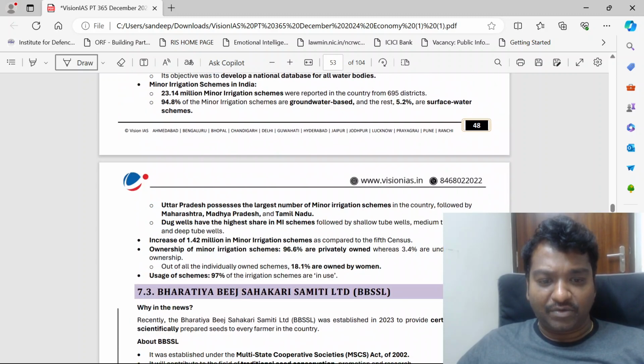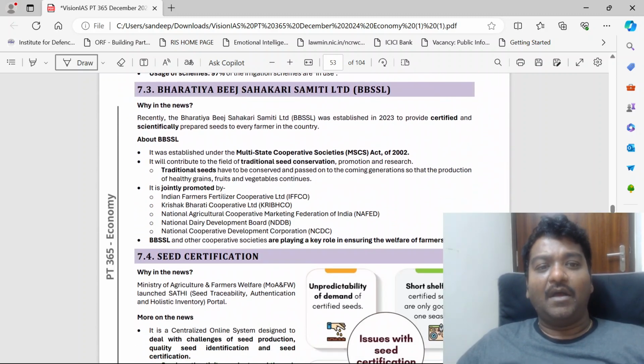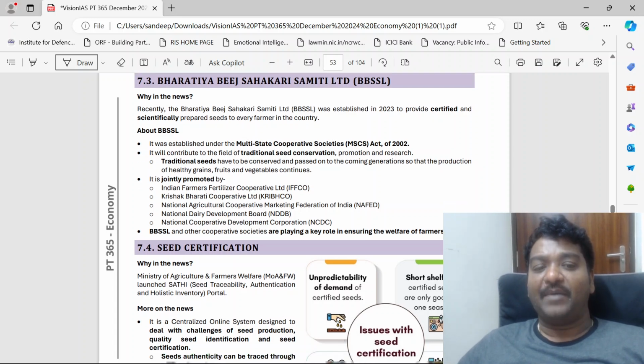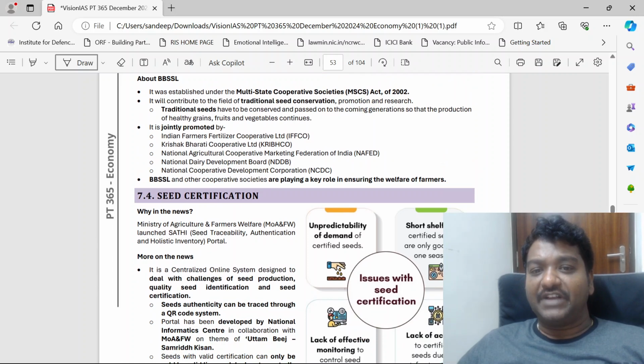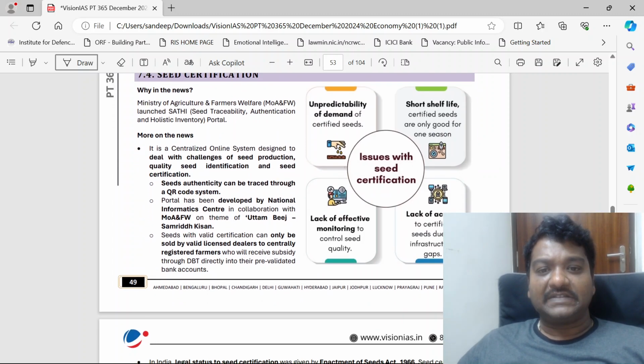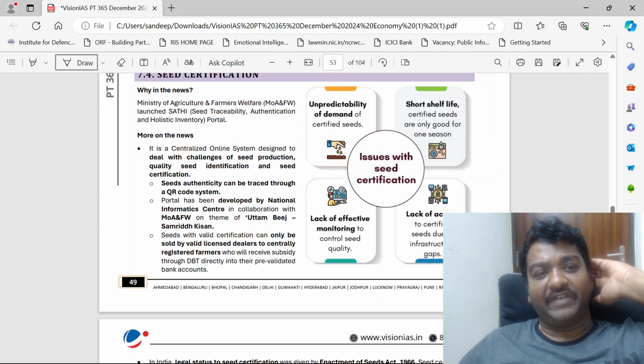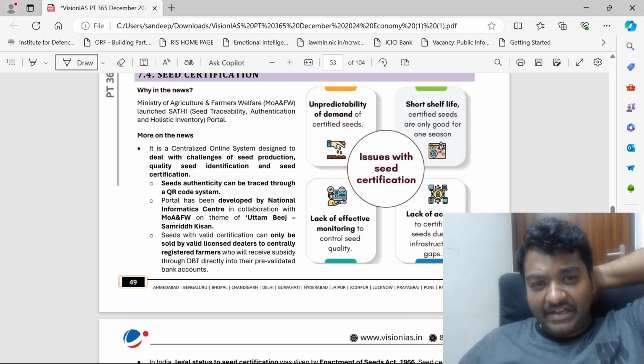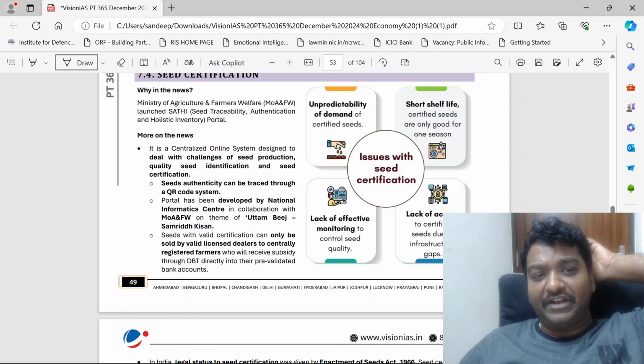Minor irrigation, don't worry. Bharatiya Beej Sahakari Samiti Limited was established to provide certified and scientifically prepared seeds to every farmer in the country. It was established under the Multi-State Cooperative Societies Act of 2002. Okay. Seed certification. The Ministry of Agriculture and Farmers Welfare launched SATHI, the Seed Traceability, Authentication and Holistic Inventory portal.